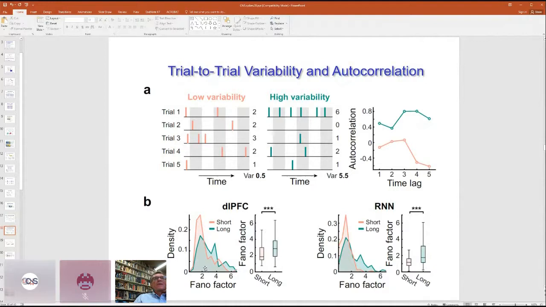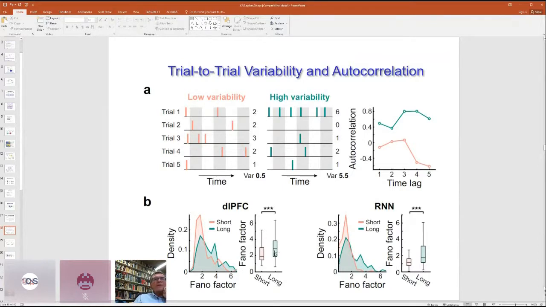So here's the density, and we computed the Fano factor, which is a measure of variability. And you can see in the dorsolateral prefrontal cortex, there's a long tail where the Fano factor is higher, and there's more of a small Fano factor, suggesting relatively low variability for the short ones. But here in the recurrent network, we have the same trend, namely for the long time constants, I should say, the long time constants had higher variability than the shorter time constants. So we have the same trend.